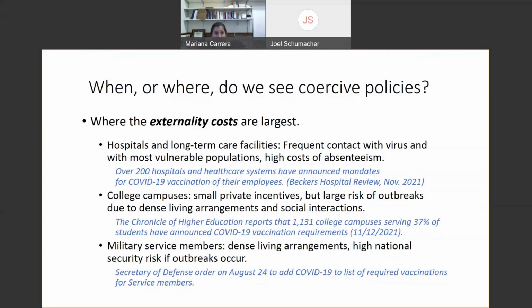The other reason it's in firms' interest to require vaccinations is because many firms are self-insured for healthcare. They offer their own healthcare plans. That means if people choose not to get vaccinated and then end up seeking treatment for COVID, that's costly to the firm, and it's costly to all the members of that firm's health insurance plan.